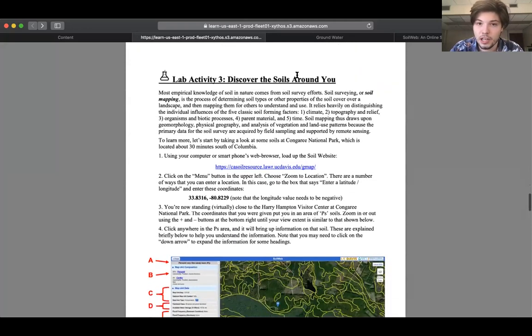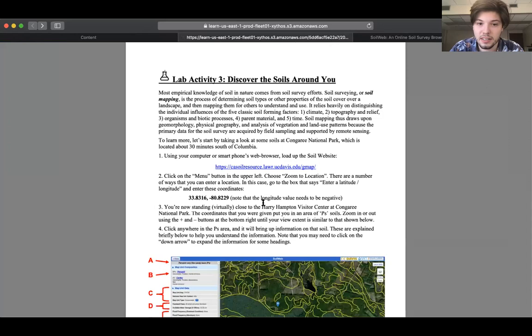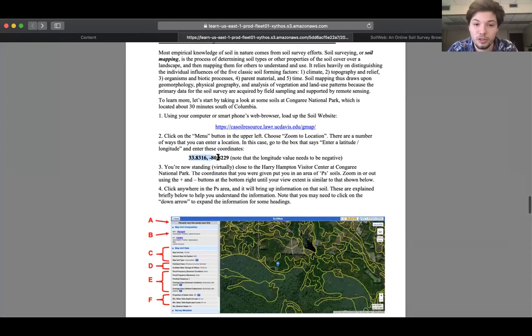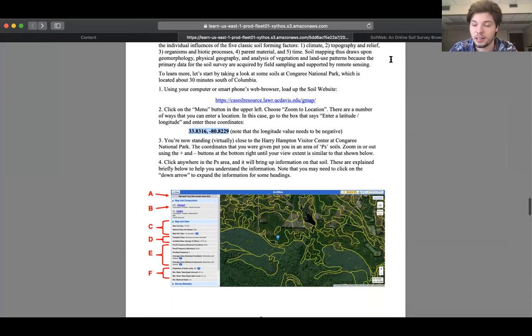And then we have lab activity 3. And so what you're going to do is click this link here, which is going to take you to the soil mapping part of today's lab. And so I'll walk you through the basics of how to use this website in case you have any questions, and you can come back and check out this video if you have any concerns while you're doing it. Or of course, again, reach out to me, come to my Zoom office hours, and I can hopefully help you out.